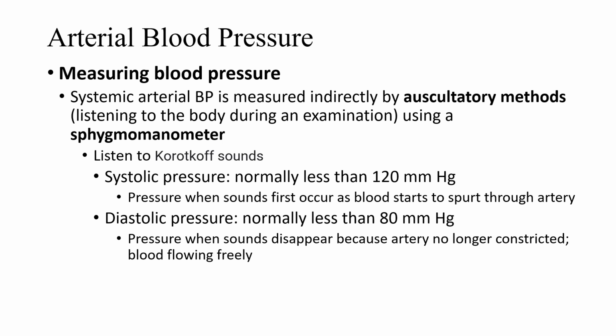So there are also auscultatory methods, which is body sounds essentially. So your doctor can use a stethoscope to listen to the sound of blood actually entering into the artery. This would be done with a sphygmomanometer. We call these Korotkoff sounds, sounds of the heart essentially. So a systolic pressure normally less than 120. And so this pressure is when the sound first occurs as blood starts to spurt through the artery. So that is what you're actually hearing. And then the diastolic, normally less than 80, the sound will disappear because your artery is no longer constricted and the blood is flowing freely. So auscultatory methods listen to sounds. Korotkoff sounds are sounds of the heart pumping blood into the vasculature.